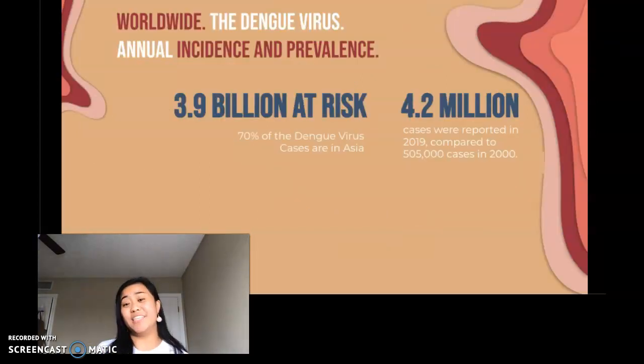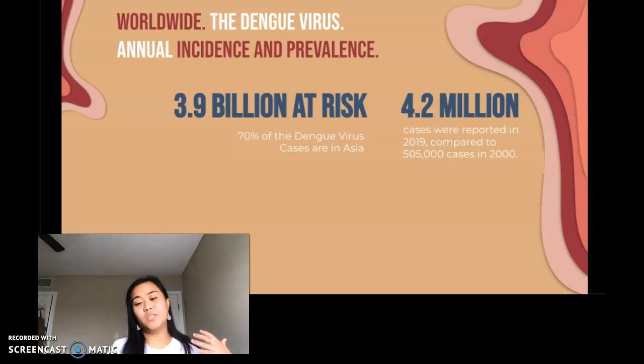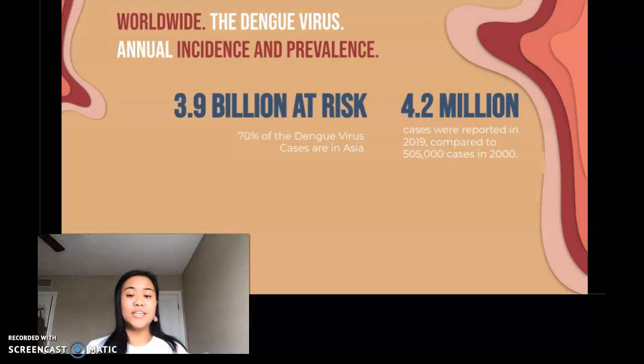So, on to the world statistics. Worldwide, the dengue virus puts 3.9 billion people at risk, and 70% of these dengue virus cases are found predominantly in Asia. 4.2 million cases were reported in 2019. That is compared to the 505,000 cases that were reported just 19 years ago in 2000.